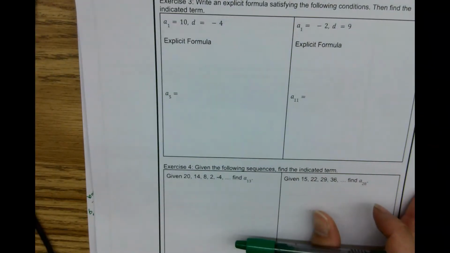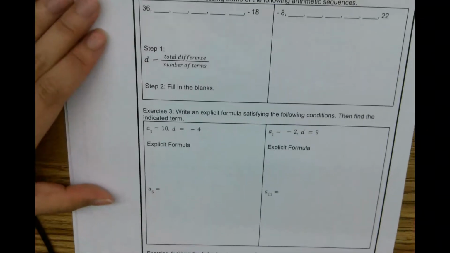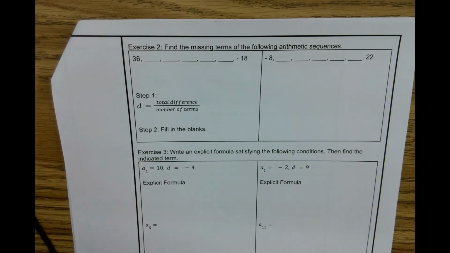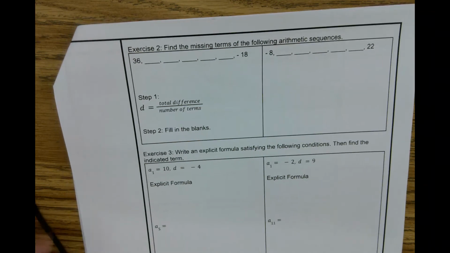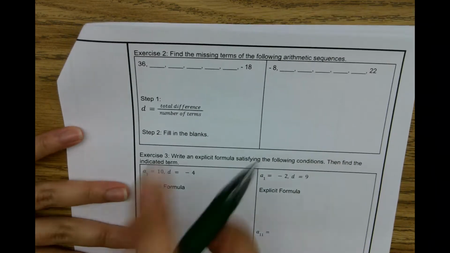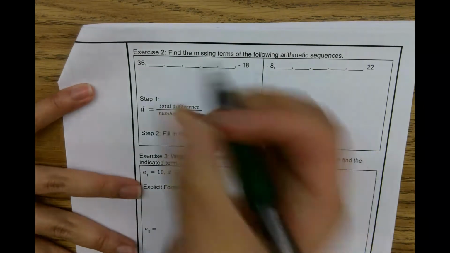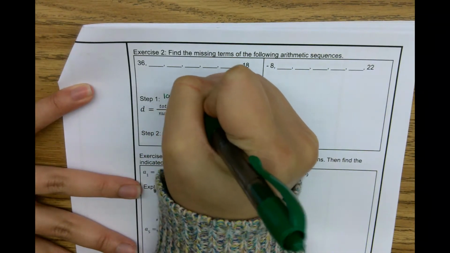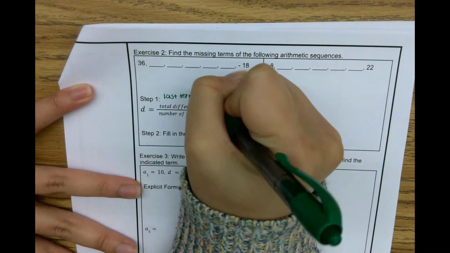Okay. So what happens if I have an arithmetic sequence, but I'm missing some terms? I need to figure out what it is. How we do that is we take our total difference. What that means is we take our last term and we subtract our first term.